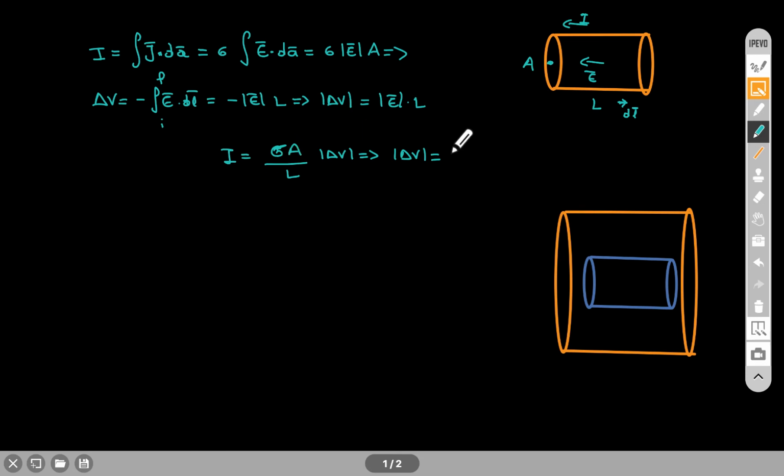So I'm gonna move these things to the other side: L divided by A and 1 over the conductivity, and this is times I. Now delta V equals IR, so that means this will be the resistance, 1 over sigma times L over A. Now here's where I'm gonna make the connection with what I told you at the beginning.